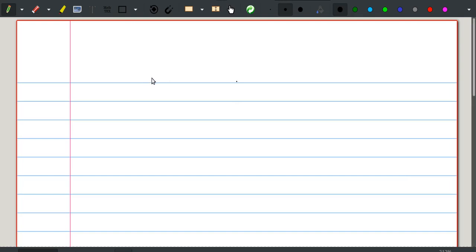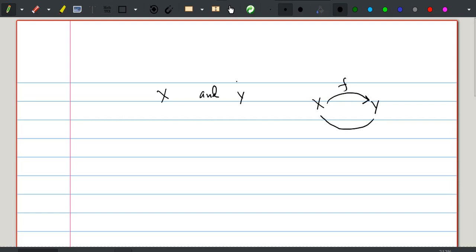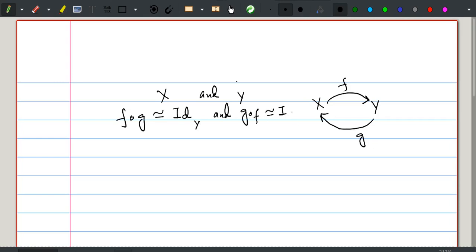In last lecture we were discussing the homotopy equivalence. So let's recall that two topological spaces, say X and Y, are said to be homotopic equivalent if there exists a continuous map, say F from X to Y, and a continuous map, say G from Y to X, such that F composed with G is homotopic to the identity map on Y, and G composed with F is homotopic to the identity map on X. In that case, X and Y are said to be homotopic equivalent.